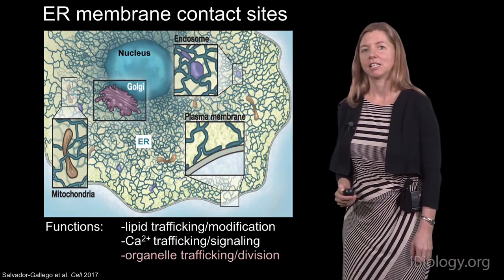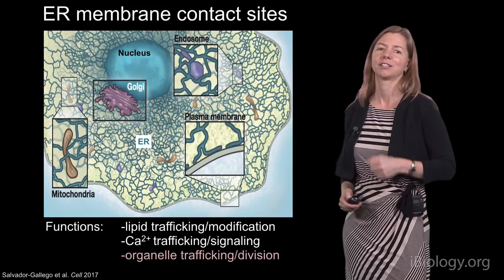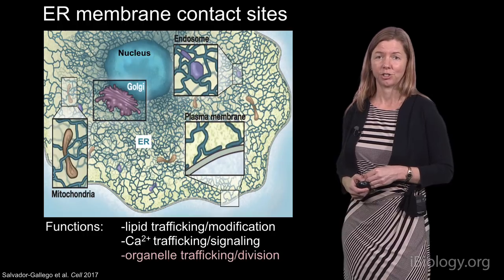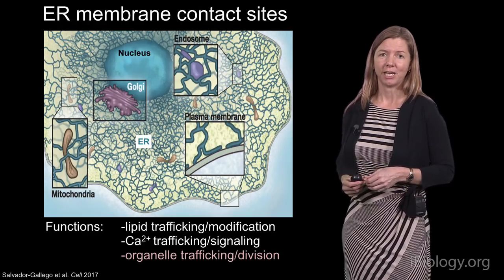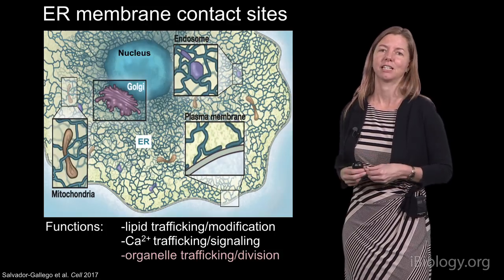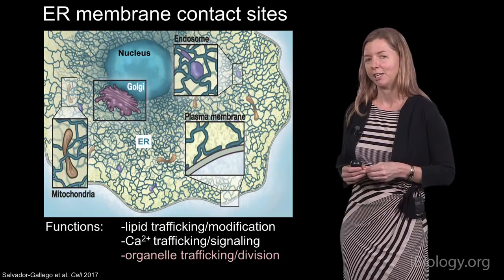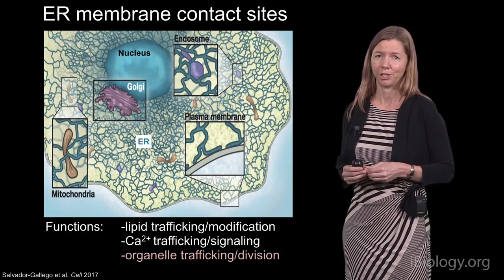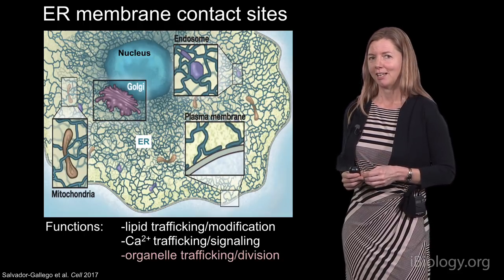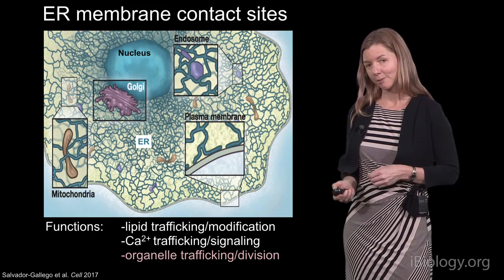We know several functions for ER membrane contact sites. One function is that at these contact sites, lipids actually flip from the ER membrane, where they are synthesized, into the opposing membranes of other organelles. Another function is calcium trafficking and regulation. The ER stores a lot of calcium, and other organelles need calcium to activate various processes. At membrane contact sites, a large amount of calcium can be released to trigger an event. And finally, we know that organelles undergo division at places where the ER wraps around them. The specific organelles that do this that we know about are endosomes and mitochondria. Today, I'm going to focus on ER endosome contact sites and our attempts to identify machinery involved in regulating the functions of these contact sites.